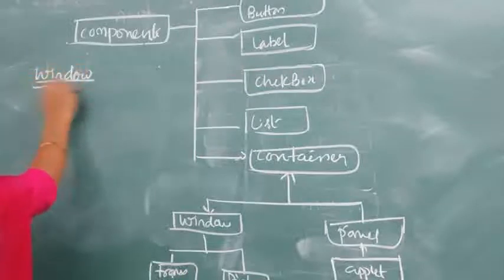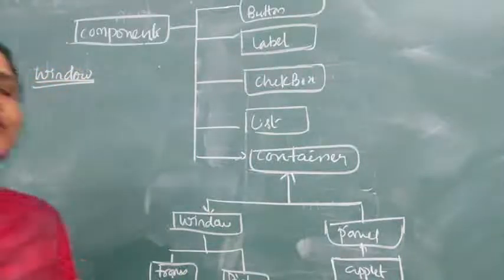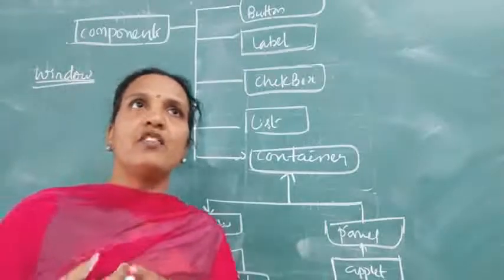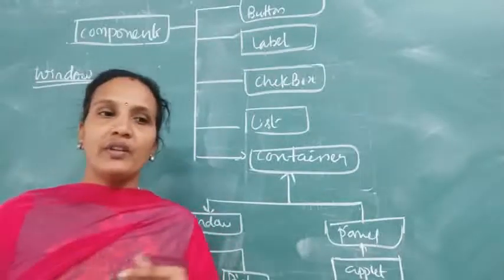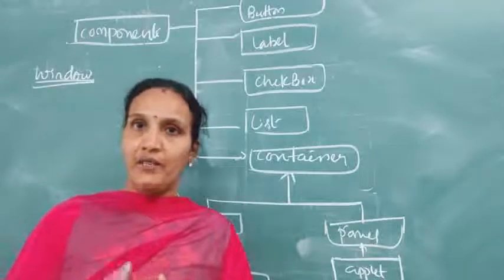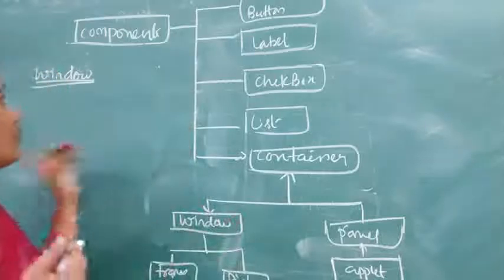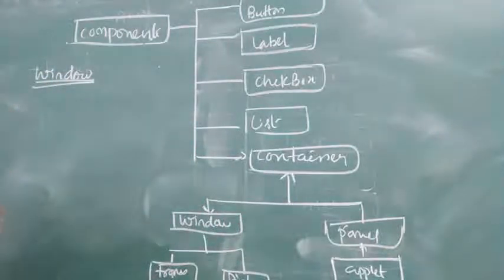Window is like a panel. Here also we can add different components, but it contains information about the canvas. Means you can resize the window, you can maximize the window, you can minimize the window. That you can perform by using the window. Okay, the next one is a frame.